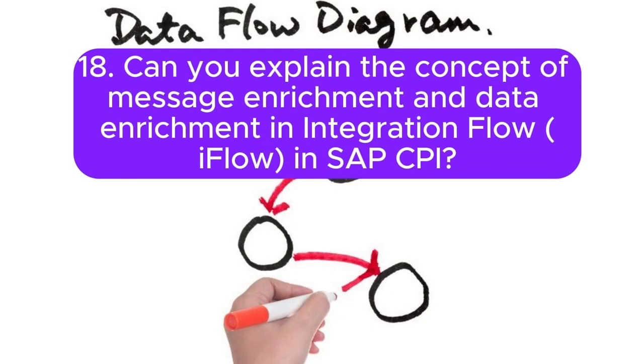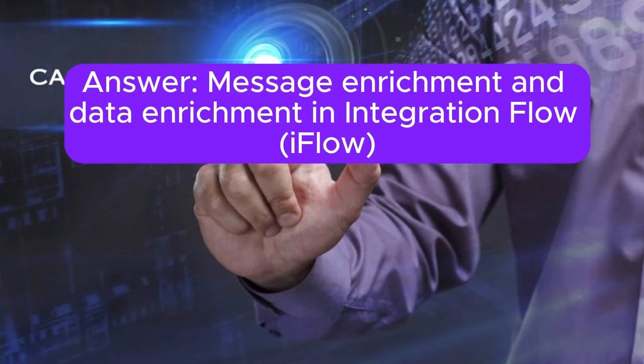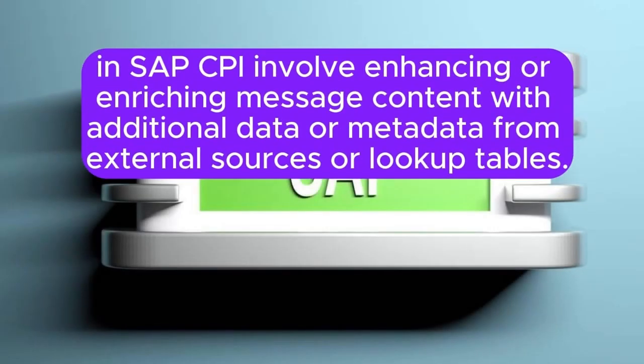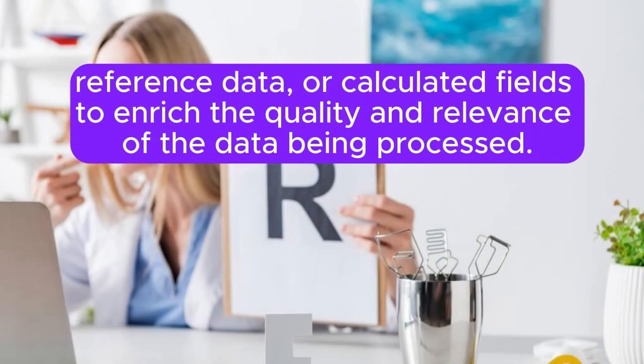18. Can you explain the concept of message enrichment and data enrichment in integration flow iFlow in SAP CPI? Answer. Message enrichment and data enrichment in integration flow iFlow in SAP CPI involve enhancing or enriching message content with additional data or metadata from external sources or lookup tables. It allows you to enrich message payloads with contextual information, reference data, or calculated fields to improve the quality and relevance of the data being processed.